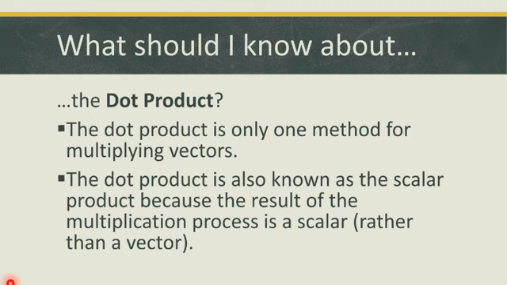rather than a vector. If you think back to multiplication as you've done it in the past, let's say with real numbers, you multiplied two real numbers and you ended up with another real number, or you multiplied two polynomials and you ended up with another polynomial. In this case, we're going to be multiplying two vectors, but we're not going to end up with a vector. We're actually going to end up with a scalar.